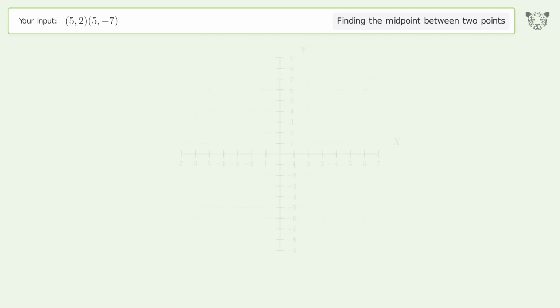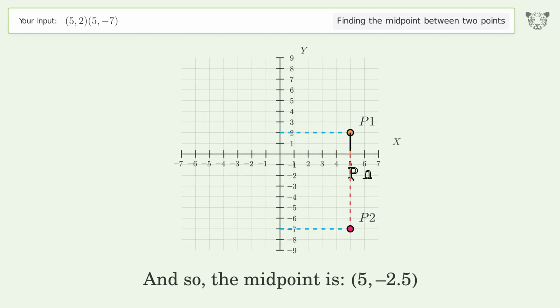And so, the midpoint is 5, negative 2.5.